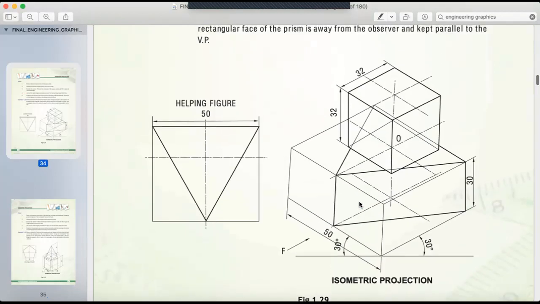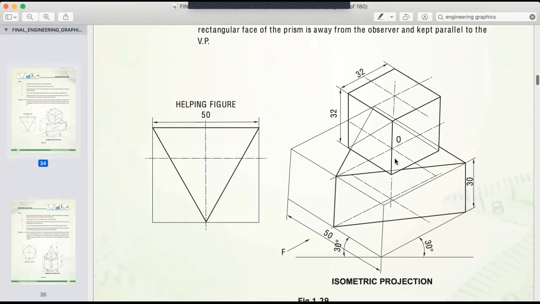Now, if you have done any diagram, then they may ask you to explain how you got this. Where is the observer? So generally this arrow is the observer, right? This is the helping figure. So they may ask you the general thing. They'll ask you why they write 30-30 degree, because in isometric we draw 30-30 degree.